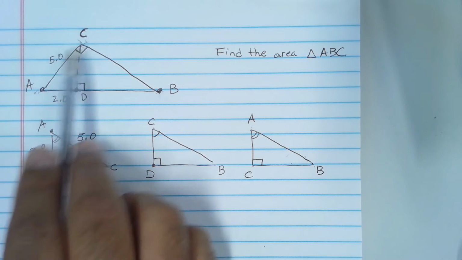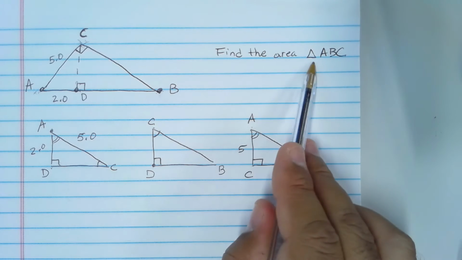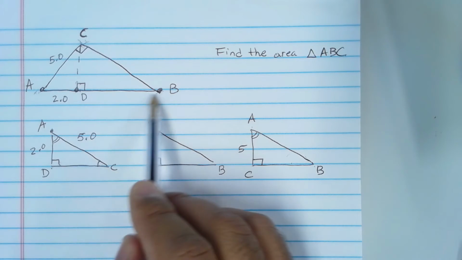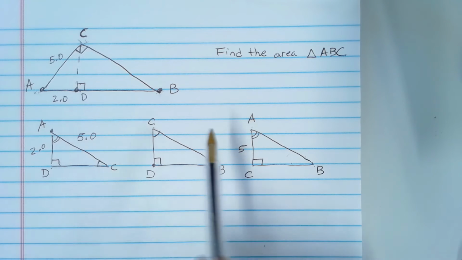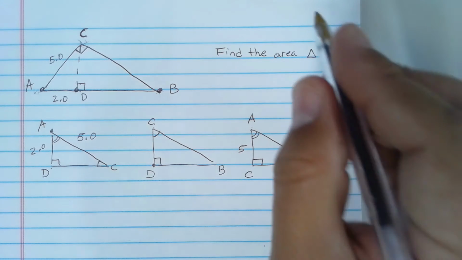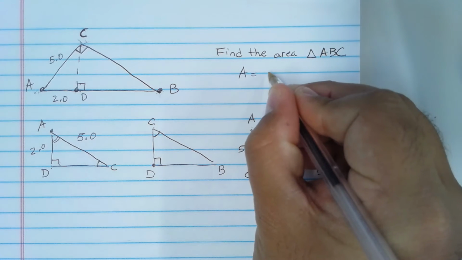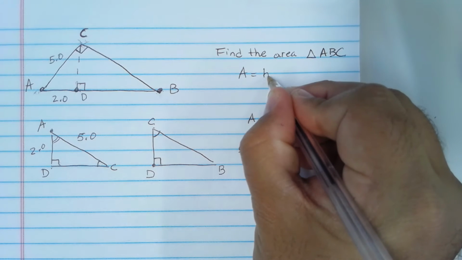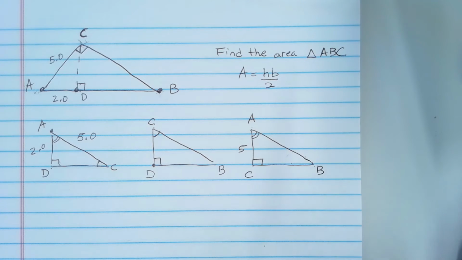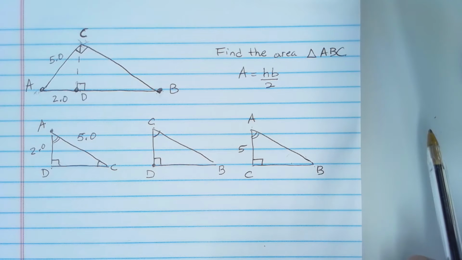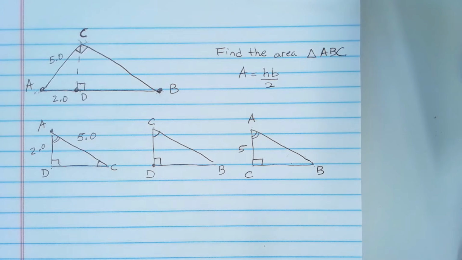So if we take a look at this, we know what AC is. AC is what? 5. All right. So we need to find the area of triangle ABC. In order for us to find that, what should we find out? Let's think about the formula. Who remembers the formula of the area is equal to what? Height times the base divided by 2. All right. Do we know the height? No. We need to find the height. How do we find the height here? By using the Pythagorean theorem.